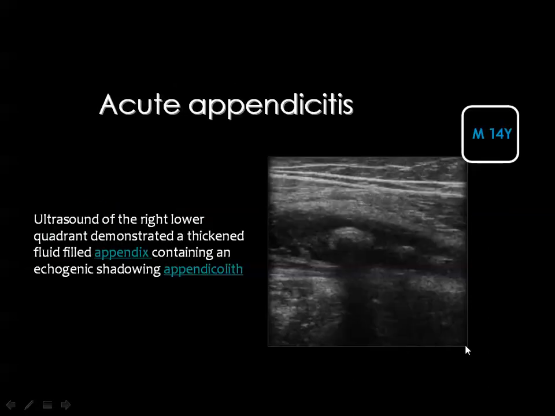Ultrasound is very good in this domain. It can demonstrate the appendicolith, which is a calcified lesion within the lumen of the appendix, and any calcified lesion will produce acoustic shadowing similar to stones. You also see that the wall of the appendix is thickened and edematous. The appendicular lumen is full of fluid.